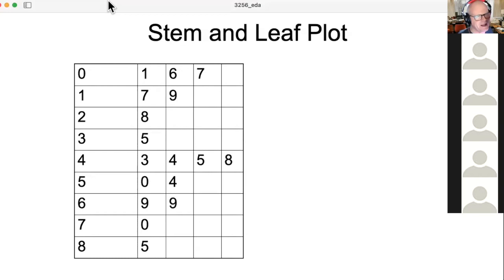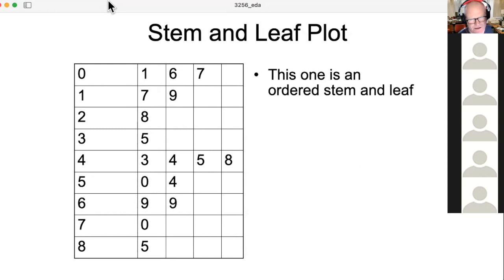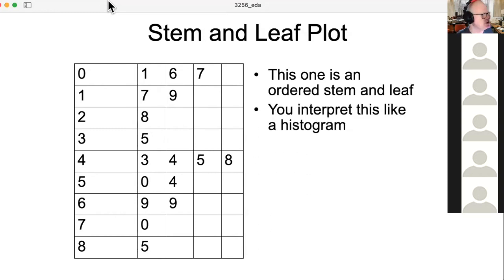Yeah, okay. So on the left are the stems, and then you get the leaves coming off of them. I think somebody tried to come up with a cutesy name. It's a stupid name, but whatever. So it's ordered. This is an ordered stem and leaf plot. You interpret this exactly how you interpret a histogram.